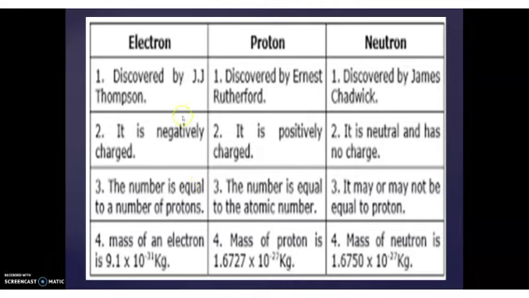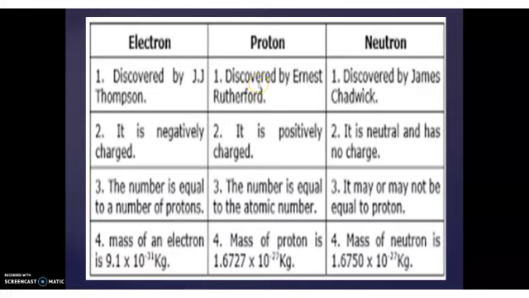So, we'll see a brief idea. Electrons were discovered by J.J. Thomson and it is negatively charged. Its number is equal to the number of protons. Mass of an electron is 9.1 into 10 raised to minus 31 kg. So it is very negligible.